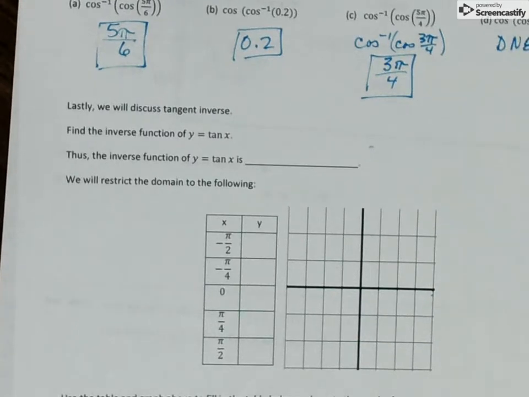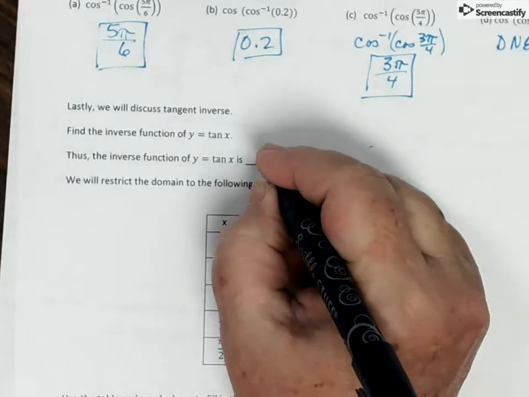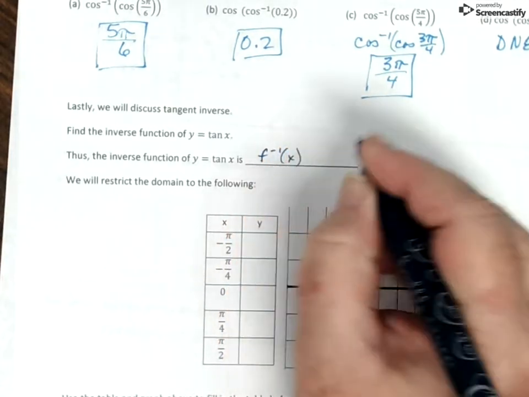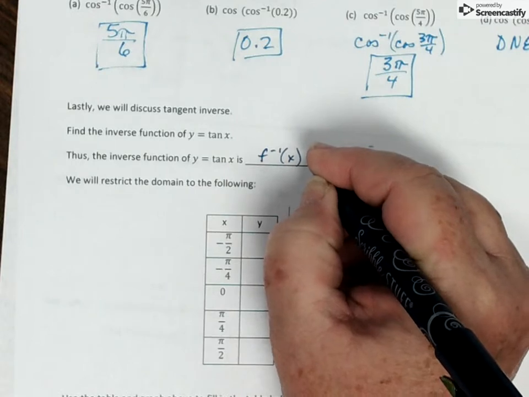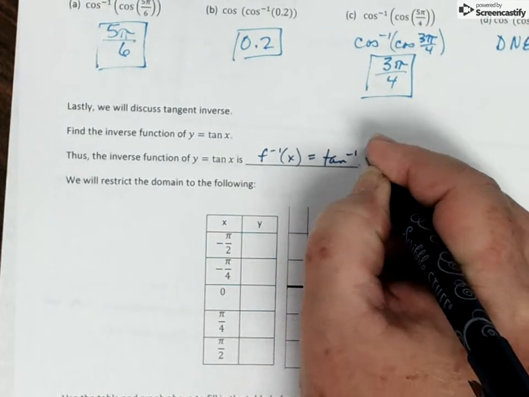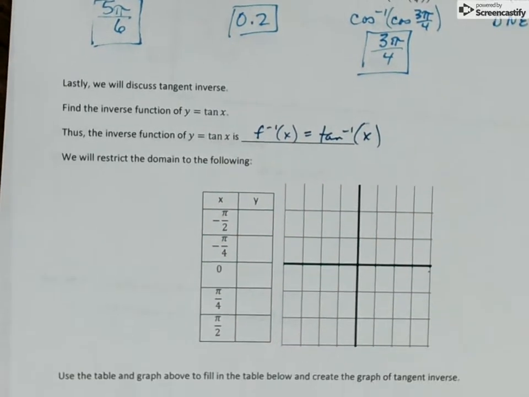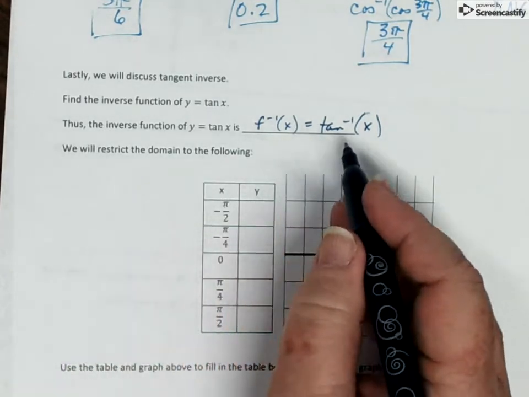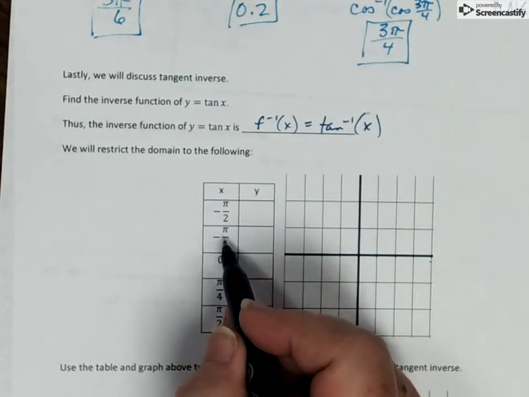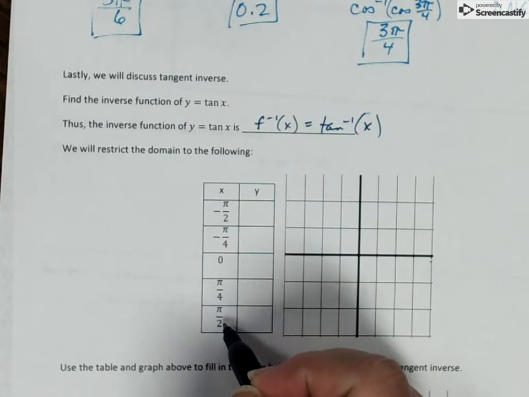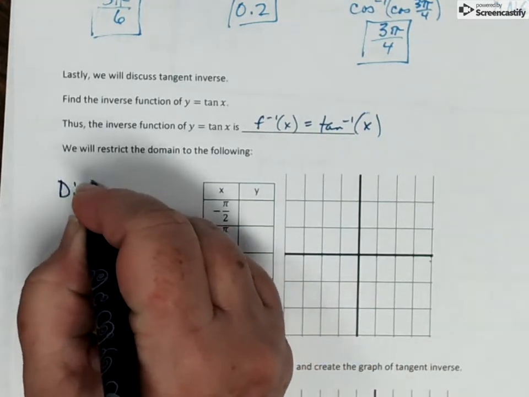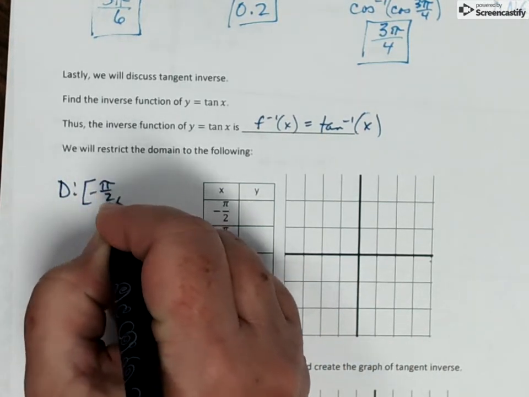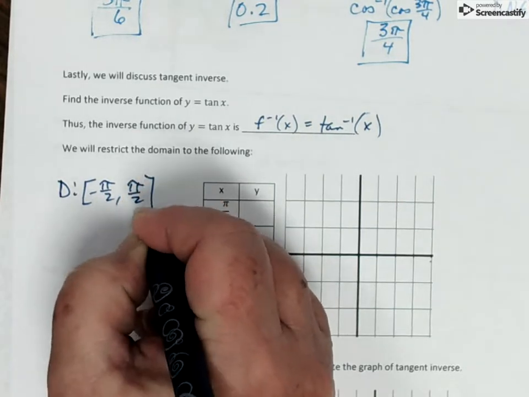Okay, last but not least, let's get into our tangent function. Now, our tangent function's inverse function is called the inverse tan of x. And we're going to restrict the inverse tangent to the negative pi over 2 to pi over 2 domain. We're going to say our domain is negative pi over 2 to positive pi over 2.